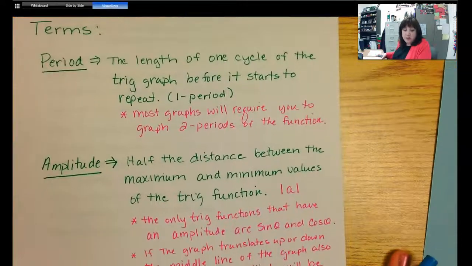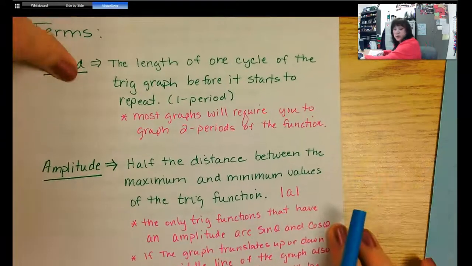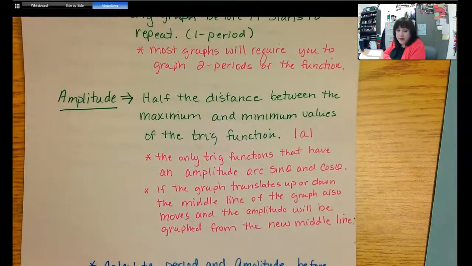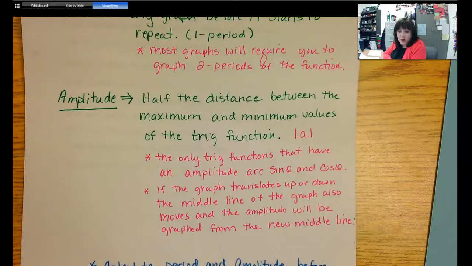The amplitude is another new term. The amplitude is half the distance between the maximum and minimum values of the trig function. And so we actually say the absolute value of a because we don't really care if it's a positive or negative direction. The only functions that have an amplitude are sine and cosine. So those are the ones that you possibly would be finding the amplitude for. And that's because the sine and cosine are the only two trig graphs that have an actual high point and a low point for you to be able to determine that from.